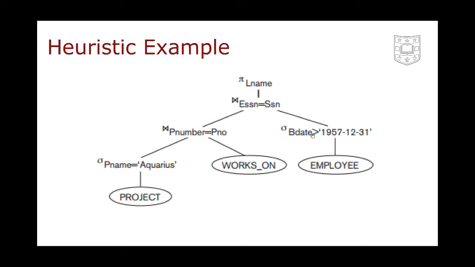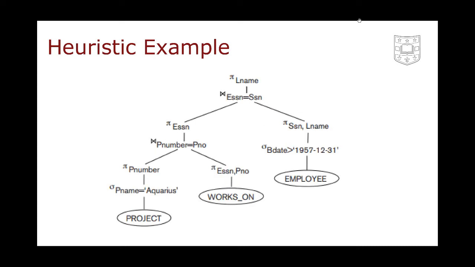What do I need from employee? I need social security number, birth date, and last name. But like before, once I perform this selection, I can project off the birth date column. I don't need that anymore, so I can get rid of it. Once I perform the join, I can get rid of the social security column. So the effect that this ends up having is taking this one projection on last name and making lots and lots and lots of projections farther on down the tree so that it looks something like this.